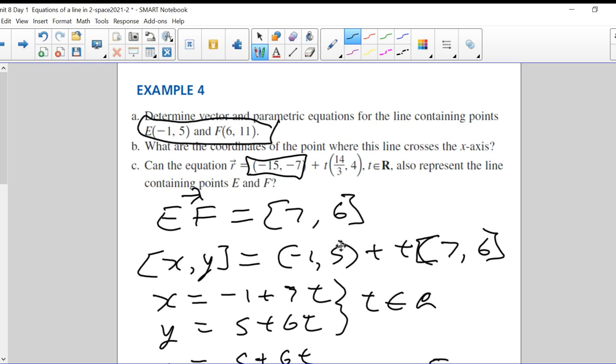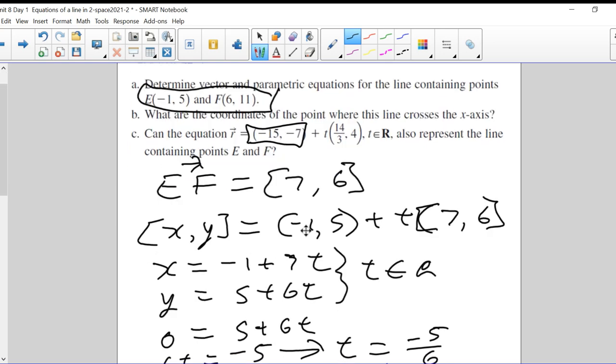This is the equation we got by finding the position vector between E and F. That was the 7, 6. And then we put the minus 1, 5 as one of the points. We could have used 6, 11, by the way. It doesn't matter. But then, asking whether this other vector equation would be equivalent to this one, we first have to see if it has the same direction vector, which we're saying yes. Its direction vector can be broken down into 7, 6 as well. And I think you accept that now, that this 14 over 3 and 4 could, okay.